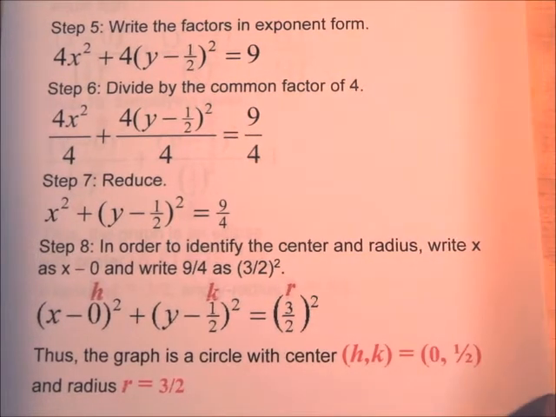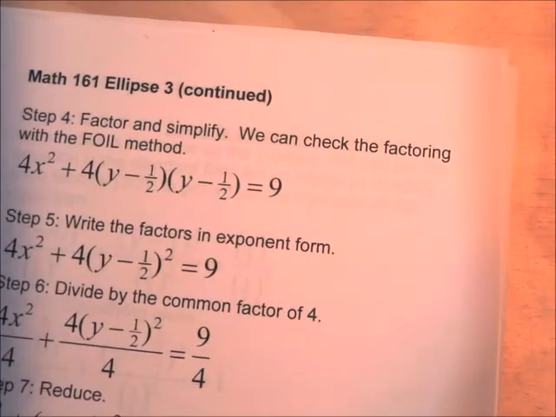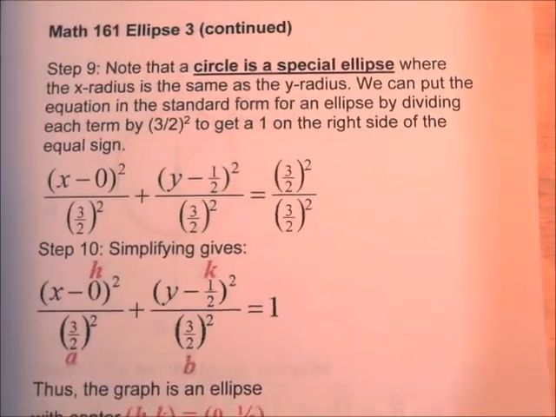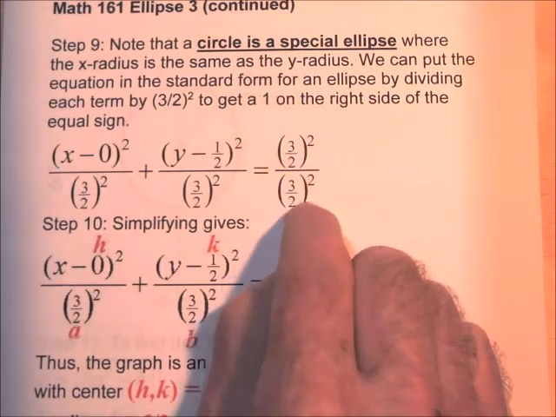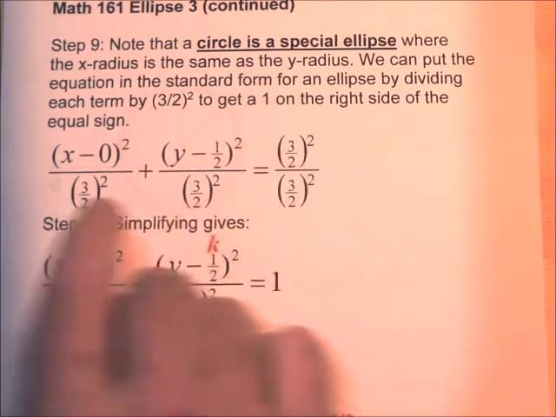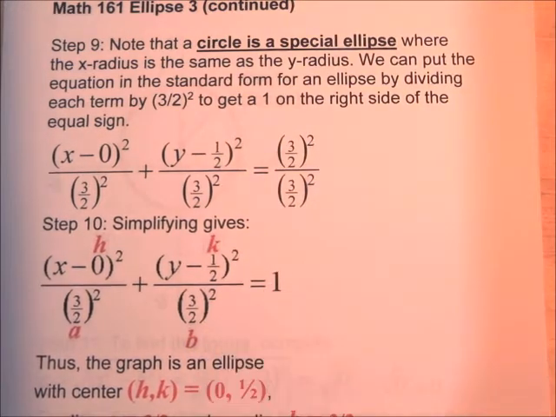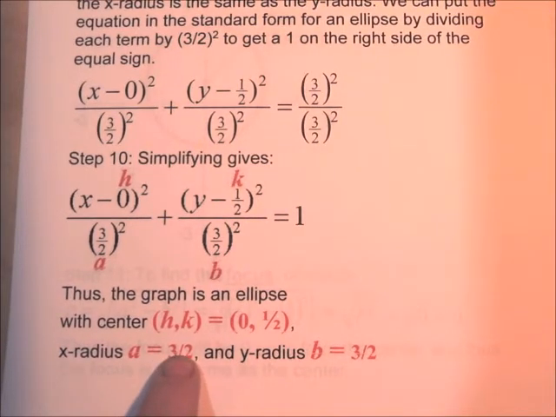Okay. We can also put this in the standard form for an ellipse. A circle is a special kind of ellipse. In the standard form for an ellipse, instead of equals 3/2 squared, we have equals 1. So if we divide each term by 3/2 squared, the 3/2 squares will cancel and we'll get equals 1 there. And now we have the standard form for an ellipse. The center (h, k) would be (0, 1/2). Radius in the x direction is 3/2. Radius in the y direction is 3/2.